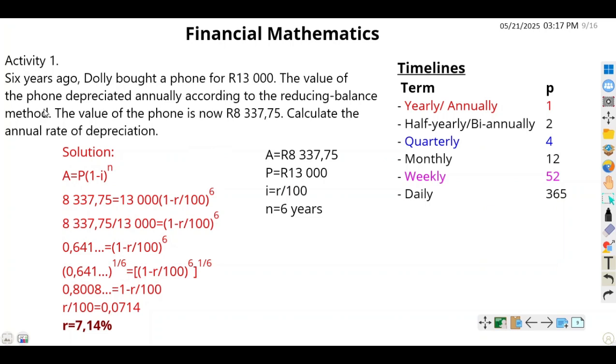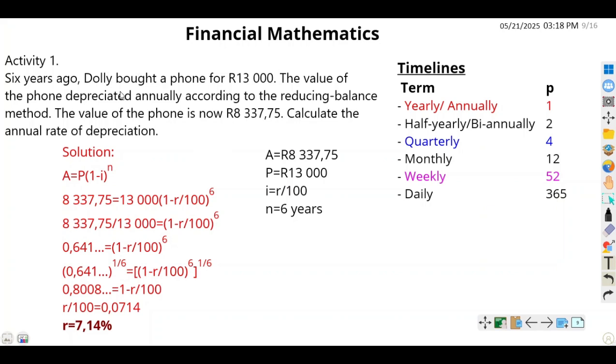Now they say here the value of the phone is now 8,337.75 rands. So this is the new value of the phone after 6 years, because remember 6 years ago when she bought it, it was 13,000 rands, but now 6 years later the phone is 8,337.75 rands. Okay, so now there's something they did not give us here.